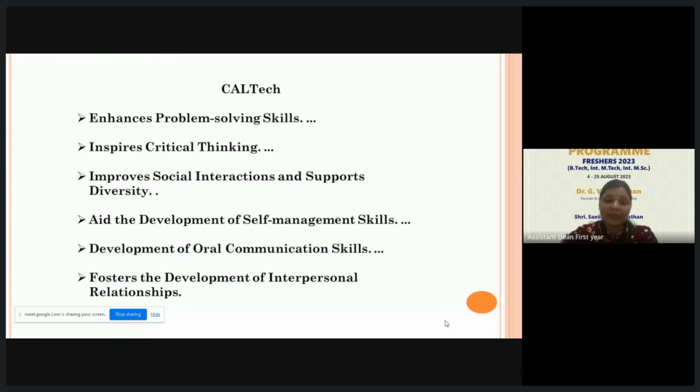As I said, the learning responsibility is on the student. That means it will obviously integrate the problem solving skills among the students. It's not like this is the problem, go and solve it in the exam and you will pass the exam. No, the student has to solve, think about the problem. Hence, it is inspiring the critical thinking also.